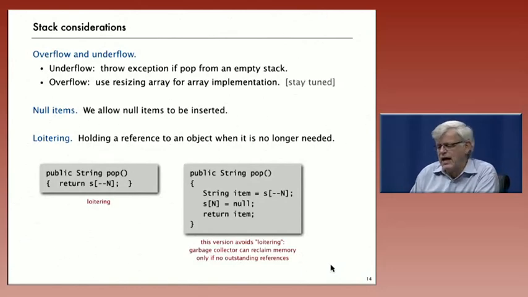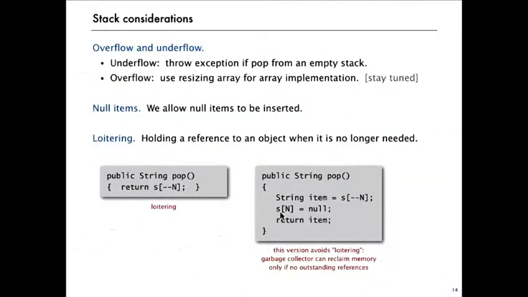So to avoid that and really allow the most efficient use of memory, it's best to set that removed item's entry to null, so there's no reference to the old item left there, and then the garbage collector can reclaim the memory since there's no outstanding references. So that's a detail, but an important one that we have to take care of in our implementations to make sure that we're getting the most efficient use of memory.